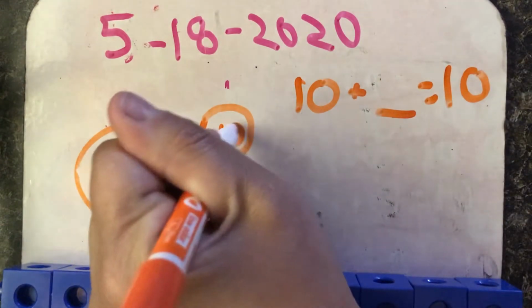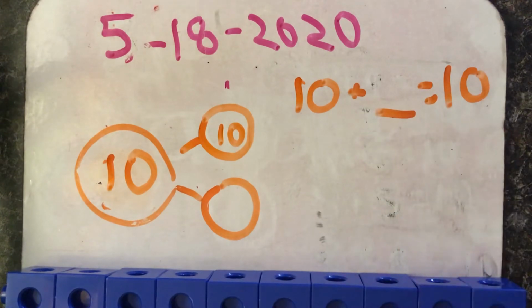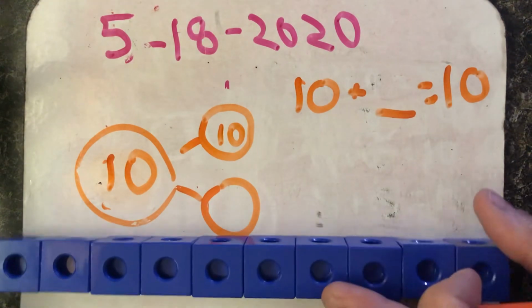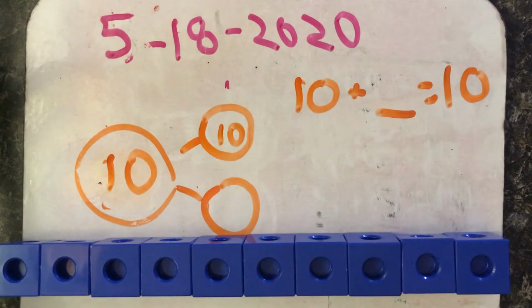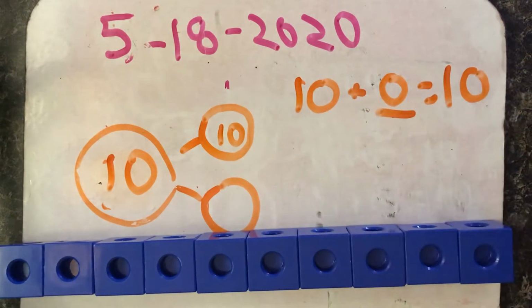So, 10 plus what will give you 10? Let's count the blue cubes and see how many of another color I would need. 1, 2, 3, 4, 5, 6, 7, 8, 9, 10. I already have 10. I don't need any other color. I have 10 in one color. So 10 plus 0 will give you 10.